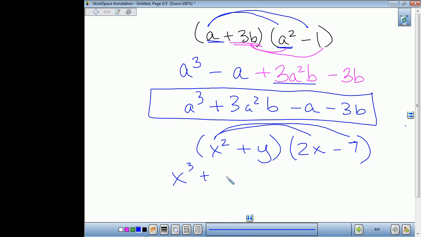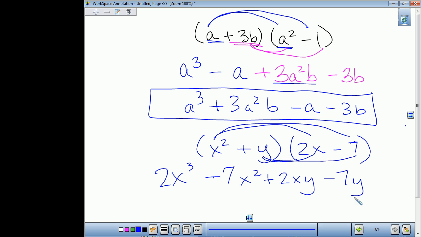They can. Okay, so x squared, what did I just do? Oh, 2x cubed. x squared times 2x is 2x cubed. x squared times negative 7 is a negative 7x squared. And then y times 2x is a positive 2xy. And then y times negative 7 is a negative 7y. And there's nothing else we can do.